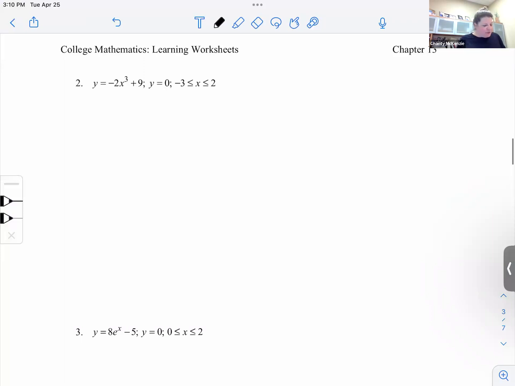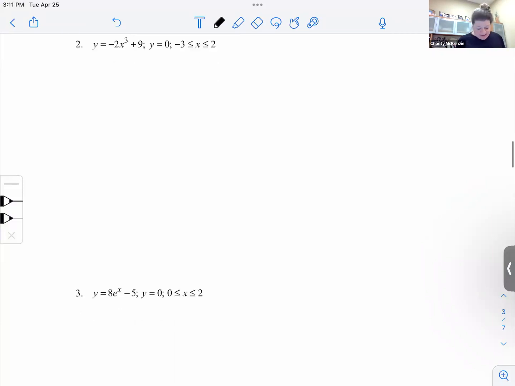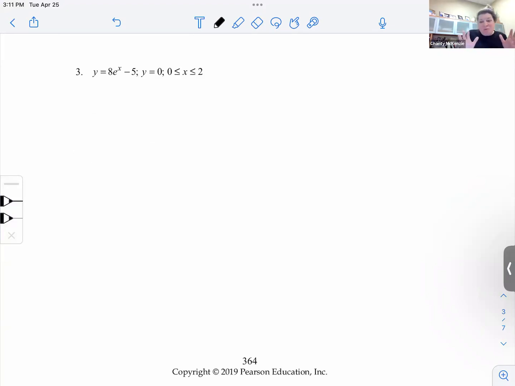Okay, this number 2 problem is really similar. But we can do this one. No, let's do a harder one. Let's do number 3. We'll skip number 2. Number 2 really is almost the exact same problem, which means it's very much doable by hand and on our graphing calculators. Okay, so we're here and we have y equals 8x e to the x minus 5.